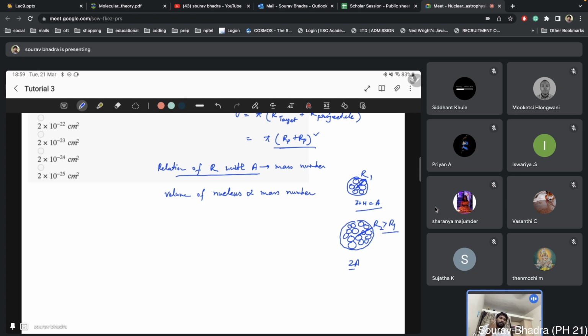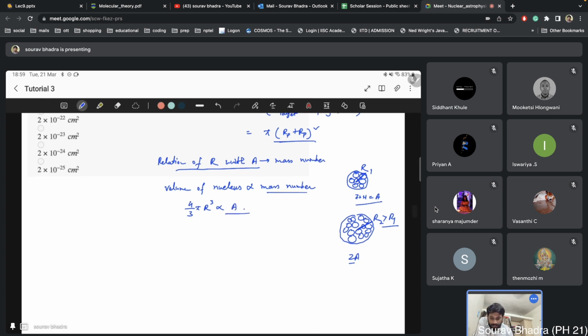Just think of a ping pong ball and a cricket ball, or a cricket ball and a football. If you have a higher number of air molecules, I mean particles, then the size will be bigger. So the volume of a nucleus can be written as 4/3 pi r cubed, where A is the mass number. Now that means your r will be A to the power 1/3. So your radius will be proportional to the mass number to the power 1/3.